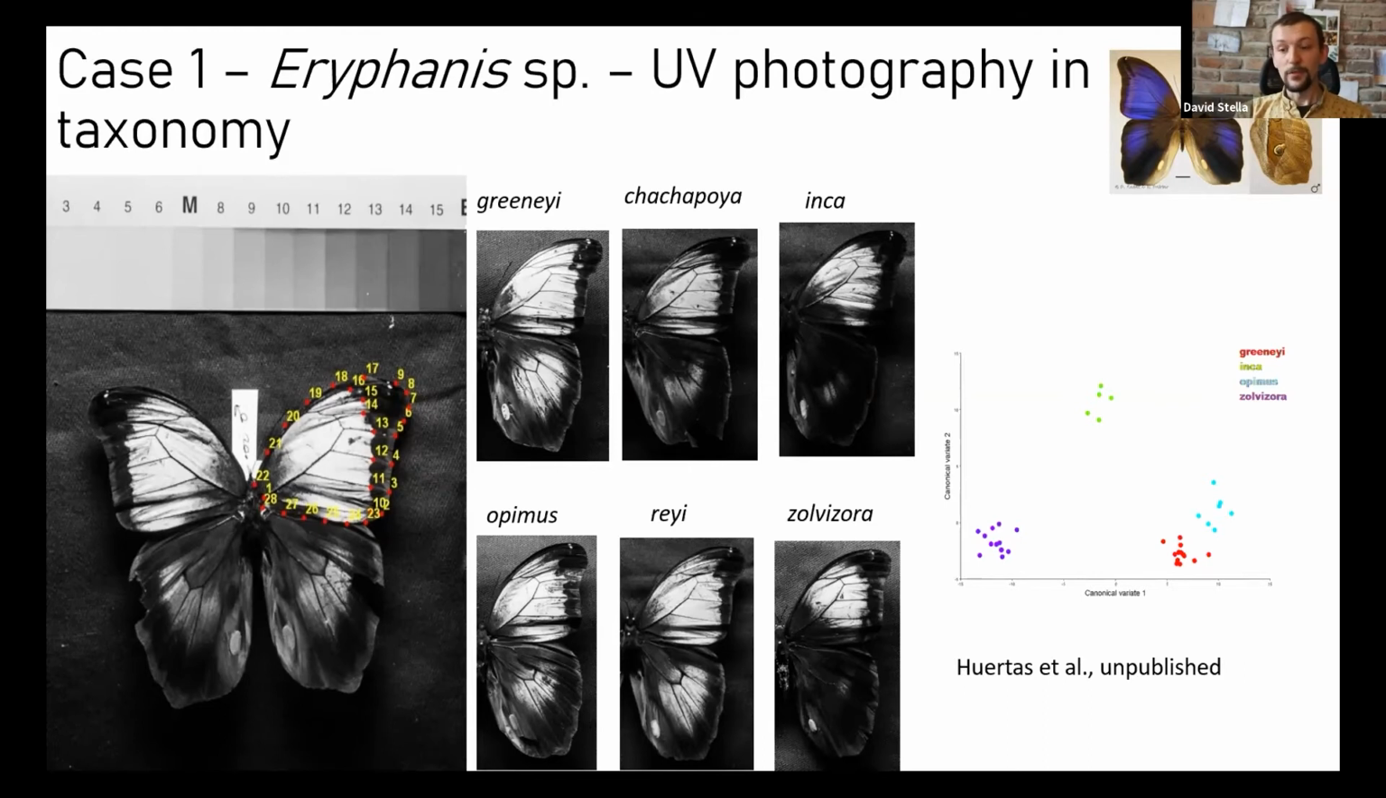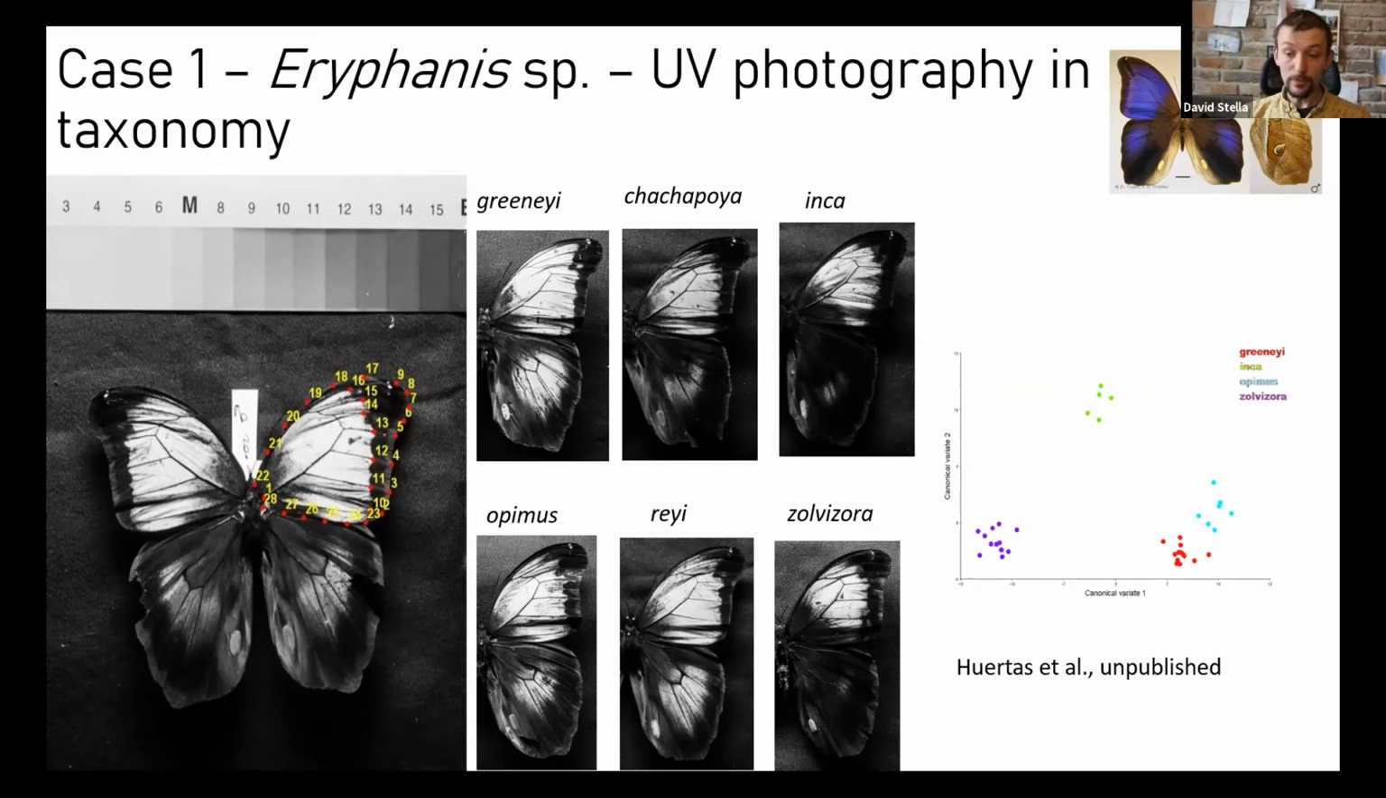That's why we used this South American Eryphanes volvizora. Subspecies were previously distinguished by small differences in morphology, which are very complicated to study. So even though we have around 40 specimens, using UV photography we demonstrated that the shape and position of UV structures are distinct enough to enable relatively easy differentiation between subspecies or even species of this complicated species.